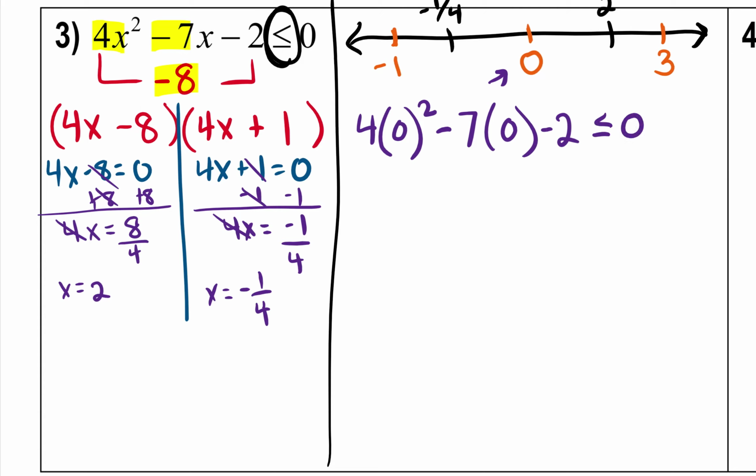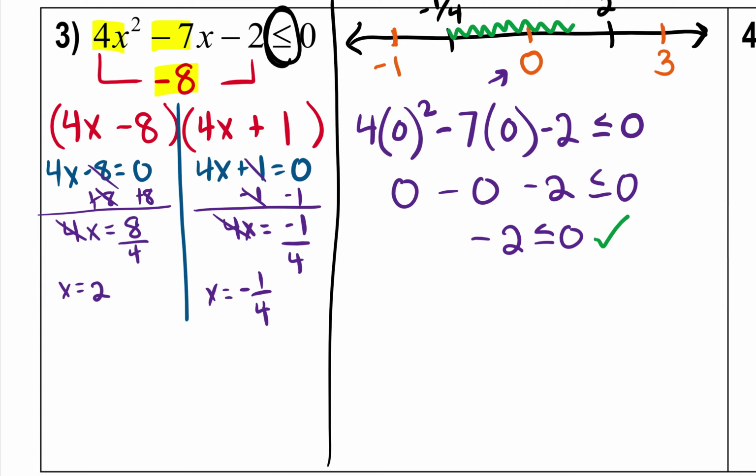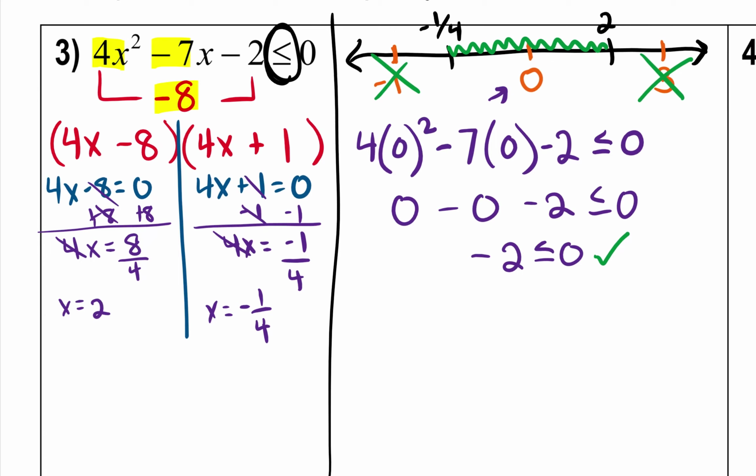If that's true, that is my range, and I can write my answer. So let's figure this out. 0 squared is 0, everything times 0 is 0, and then minus 2. 0 minus 2 is negative 2. Now you have to ask yourself, is negative 2 less than or equal to 0? Yes, it is. Therefore, this is the range that I want right here. I don't want these 2. So my answer is going to look like number 2, with just the 2 numbers with the brackets or parentheses.